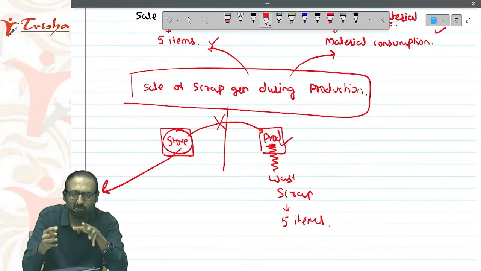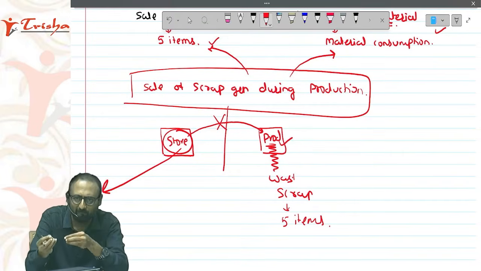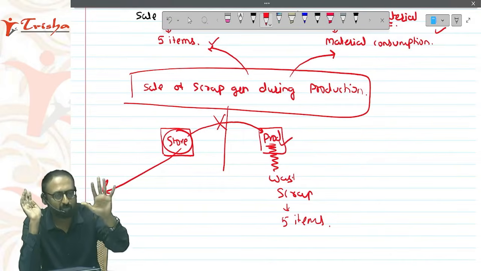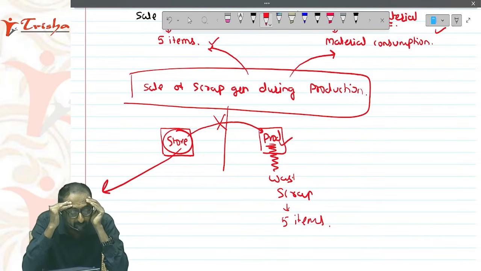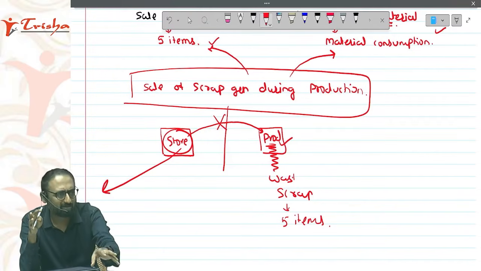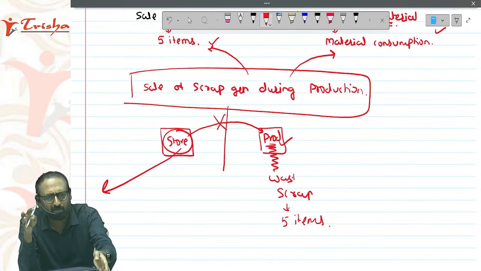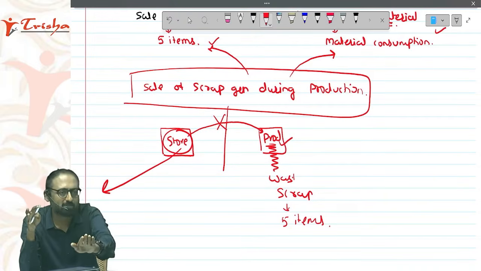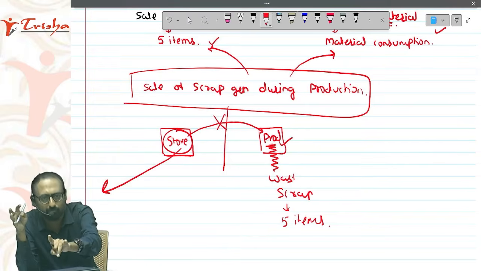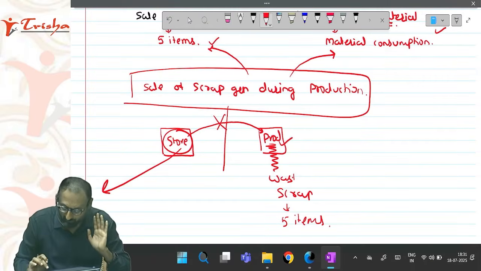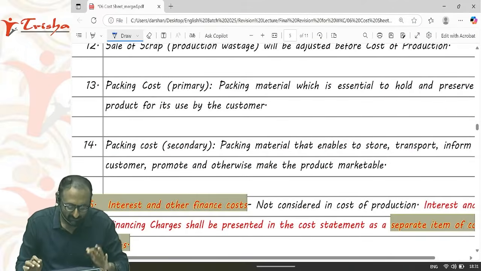Once you issue to the production, during the production, defective, scrap, wastage happen, it will be adjusted in one of the 5 items. But if it is given specifically in the question that material during the storeroom was wasted, deteriorated, obsolete, then you will adjust in material consumption. Is it clear to every one of you? So the institute will purposefully confuse you on this ground.